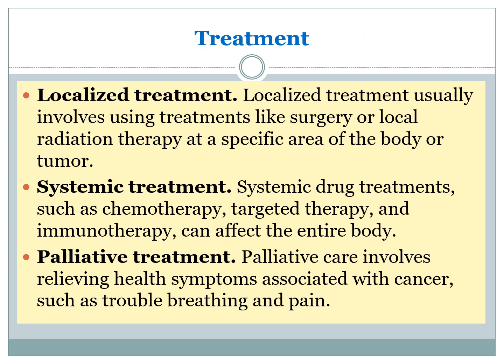Then treatment. According to the type of cancer, three kinds of treatments are possible, that is localized treatment, systemic treatment, and palliative treatment. Localized treatment includes surgery or local radiation therapy at a specific area of the body or tumor. Systemic treatment, which contains chemotherapy, targeted therapy, and immunotherapy, can affect the entire body. Then palliative treatment, which involves relieving health symptoms associated with the cancer such as trouble breathing and pain.